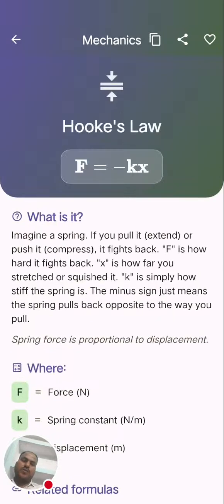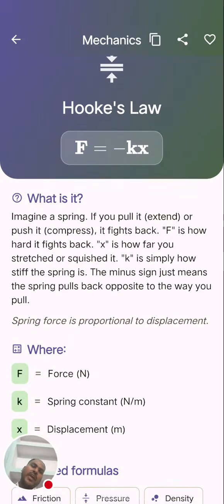Now, next we have the next formula, Hooke's law. Hooke's law formula is F equal to minus kx. K stands for the constant, and x stands for the displacement.